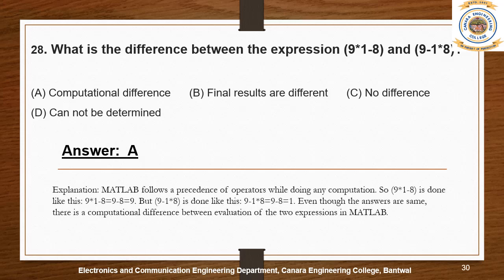As I told you, explanation: MATLAB follows a precedence of operators while doing any computation. So 9 into 1 minus 8 is done like this: 9 into 1, which is 9, minus 8, which is equal to 1. But 9 minus 1 into 8 is done like this: first it does multiplication, which is 1 into 8, which is 8, and then it does the subtraction, which is 9 minus 8, which is equal to 1. So even though the answers are the same, there is a computational difference between evaluation of the two expressions in MATLAB.